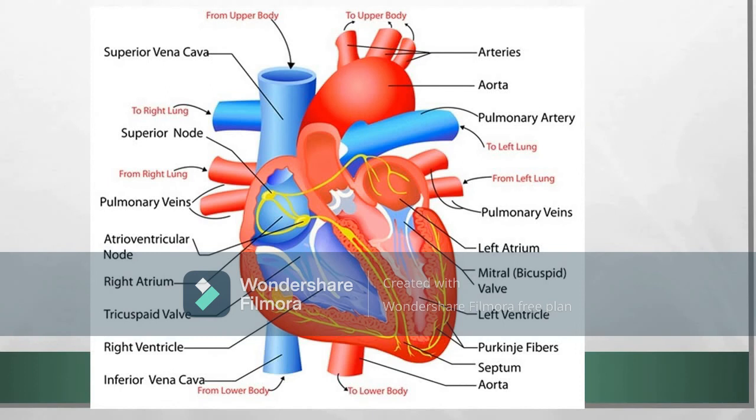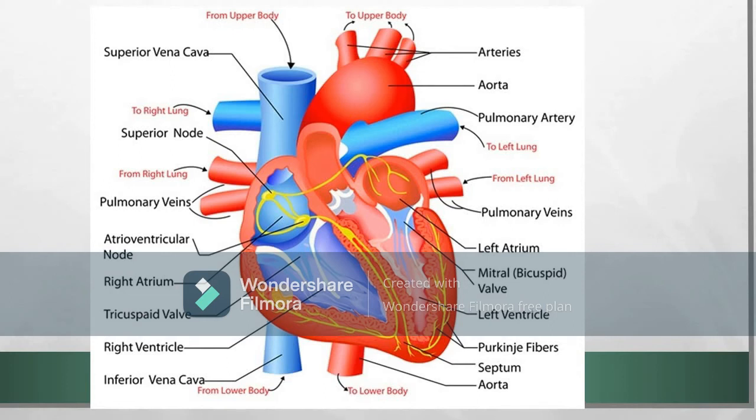The next topic is about the human heart. What is the structure of the human heart, and how does it work? Anything that is related to the heart is called cardiac, so the word cardia is used for the heart. Here we will discuss the structure of the heart.